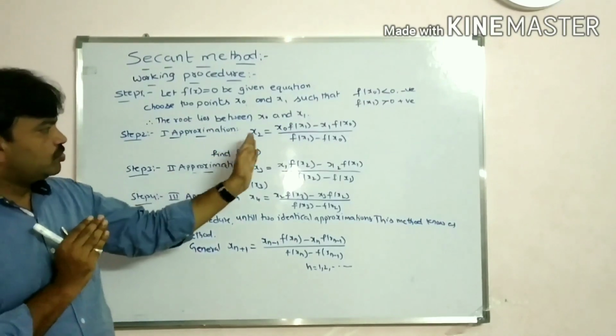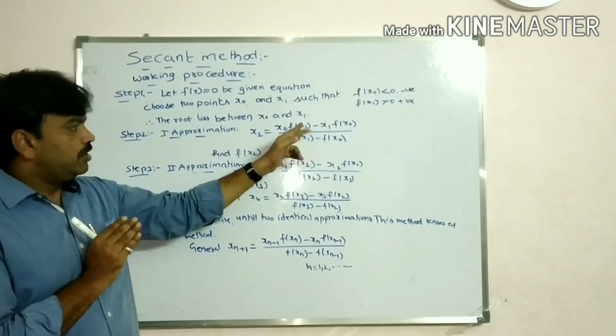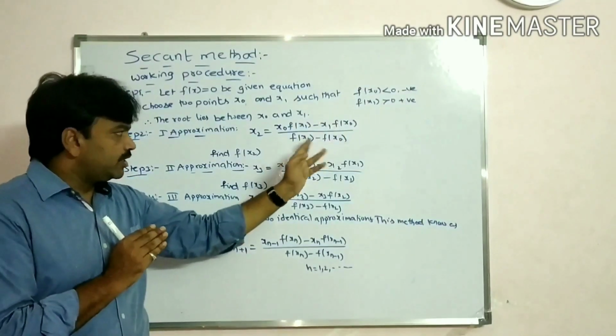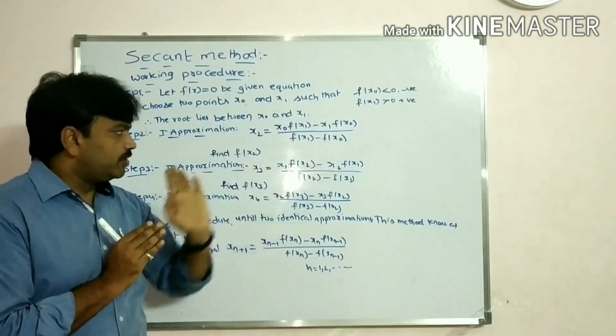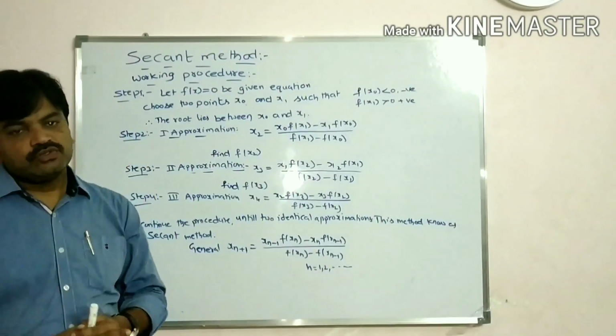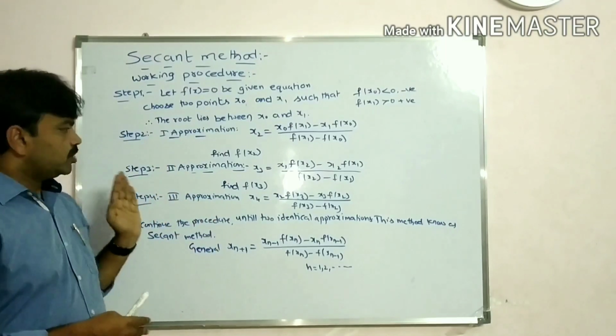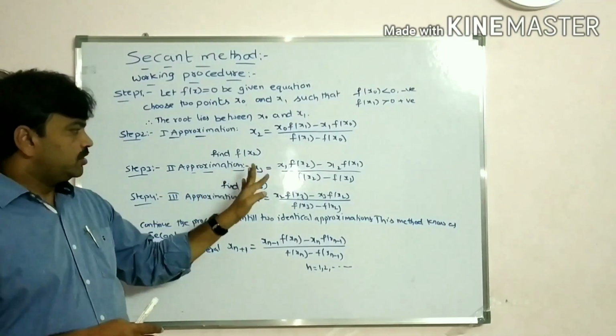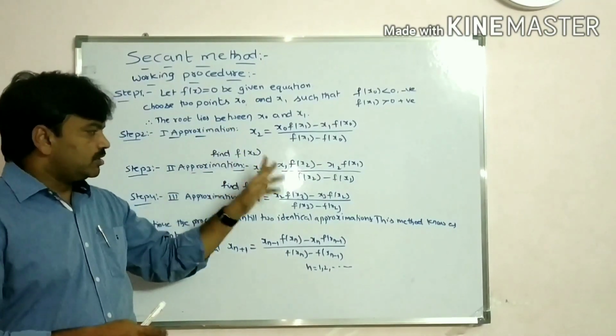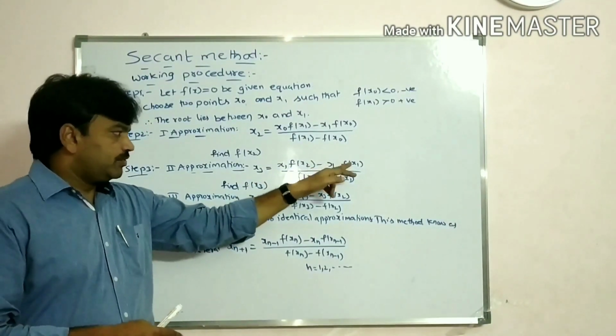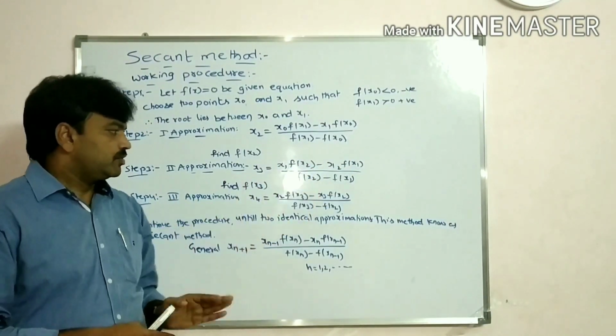The formula is x2 is equal to (x0 f(x1) minus x1 f(x0)) divided by (f(x1) minus f(x0)). You find the f(x2) value, students. Second approximation, x3 is equal to (x1 f(x2) minus x2 f(x1)) divided by (f(x2) minus f(x1)).